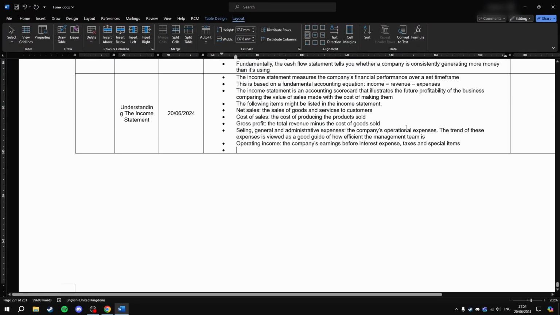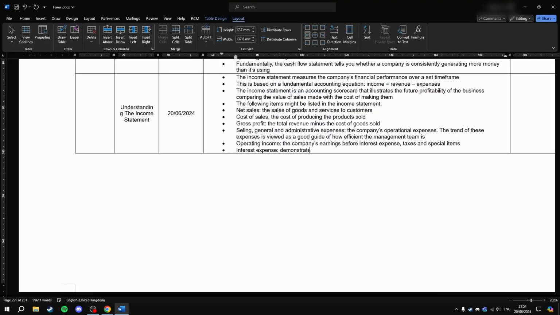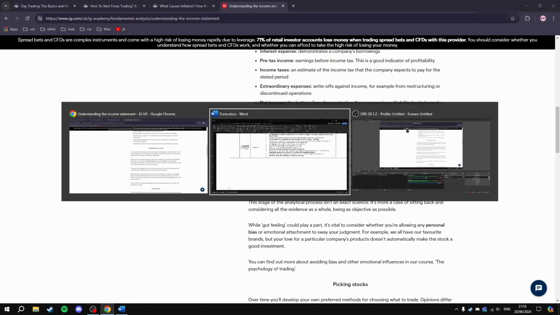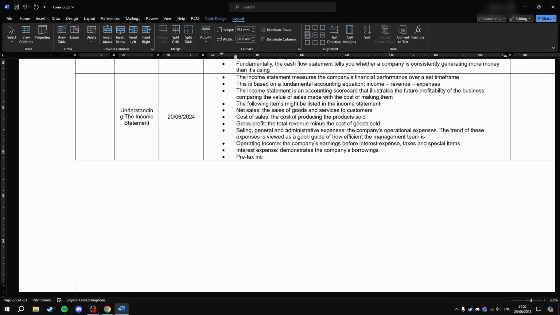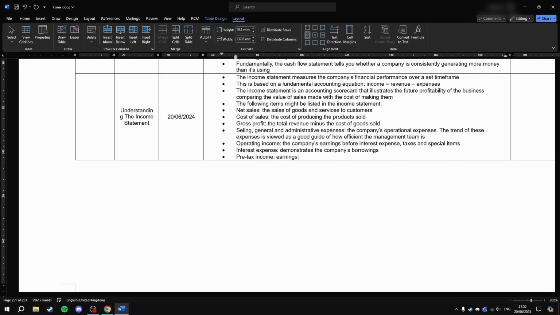Interest expense demonstrates a company's borrowings. Pre-tax income. Earnings before income tax. This is a good indicator of profitability.